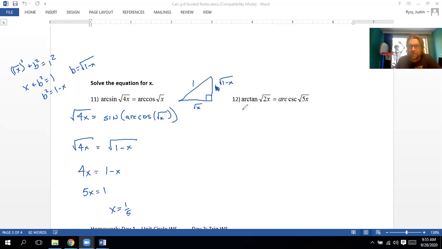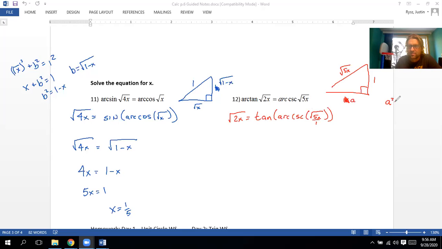So same thing here. If I want to get rid of this tan and make this just radical 2, I would have to take the tan of the arc cosecant of radical 5x. All right, so let's see, in our right triangle, arc cosecant, this would be the hypotenuse, radical 5x, over the opposite 1. Since I'm finding tan, I do need to do opposite over adjacent. I've got to find this adjacent side.